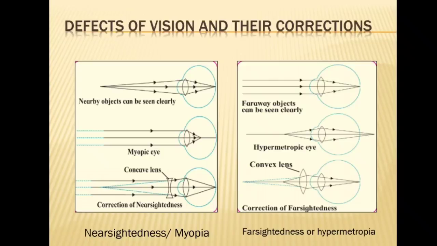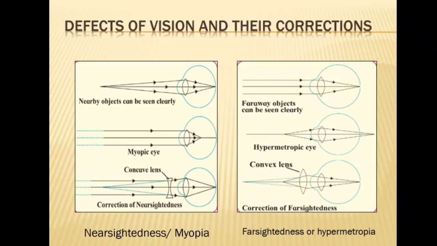This defect can be corrected by using spectacles with a concave lens of proper focal length. This lens diverges the incident rays, and these diverged rays can be converged by the lens in the eye to form the image on the retina, that is on the screen. The focal length of a concave lens is negative, so a lens with negative power is required for correcting nearsightedness. The power of the lens is different for different eyes depending on the magnitude of their nearsightedness.